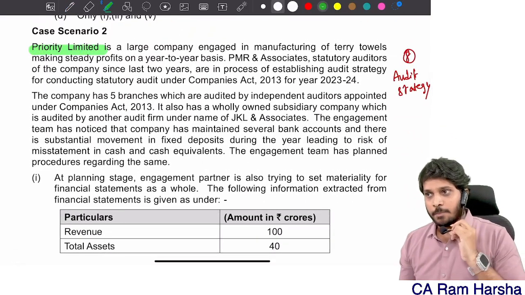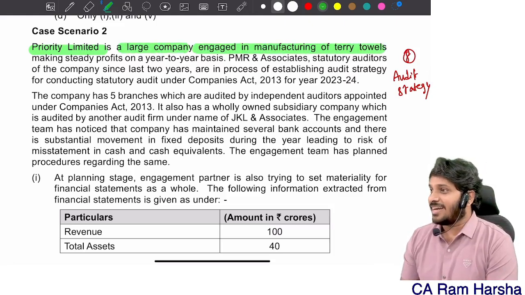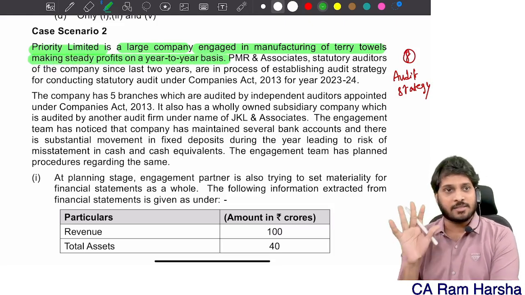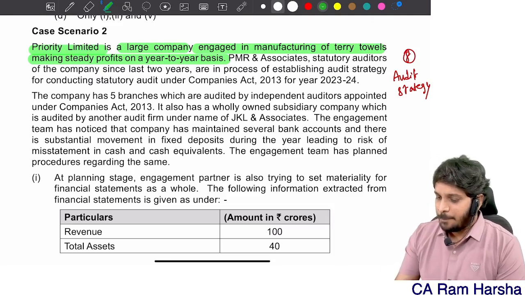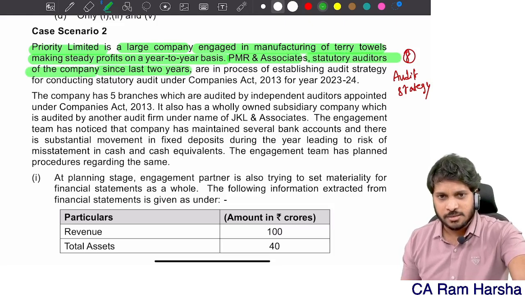Case scenario 2. Priority Limited is a large company engaged in manufacturing of terry towels, making steady profits on yearly basis. So every year they are making steadily the profits. PMR and Associates are stat auditors of the company since last 2 years.